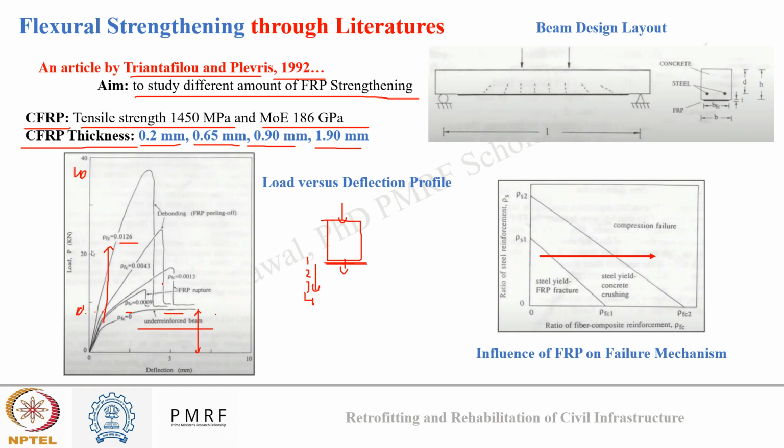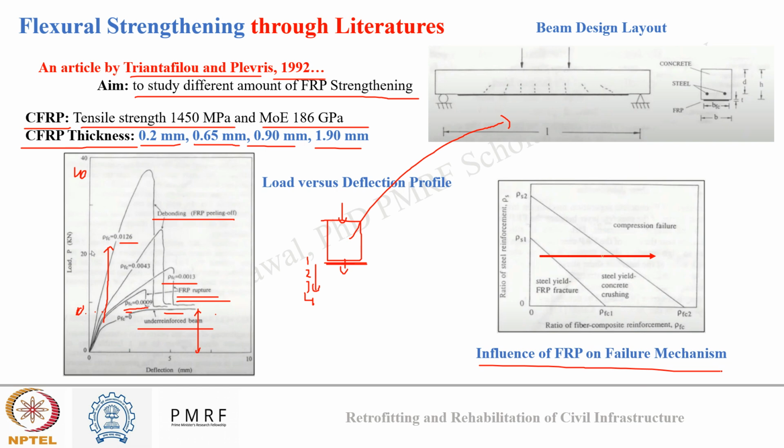And in the graph, they reported several types of failure also. So in case of lower thickness of FRP, there was FRP rupture, which shows my FRP failed. While in higher thickness of FRP sheet, there was debonding failure. So it shows my FRP didn't fail, but the bond between FRP and concrete failed. So in this image, the diagram is shown, like what I drew, and this was their final conclusion of what was the influence of FRP on failure mechanism.